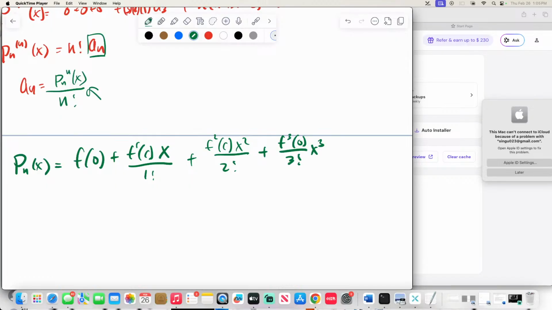Yeah, f to the third, this is 0. Okay, so now I'm gonna plus dot dot dot, f^(n) of 0 over n factorial times x to the n. So this is called the Taylor-Maclaurin, Taylor series.